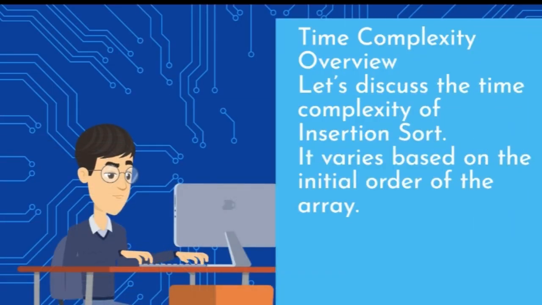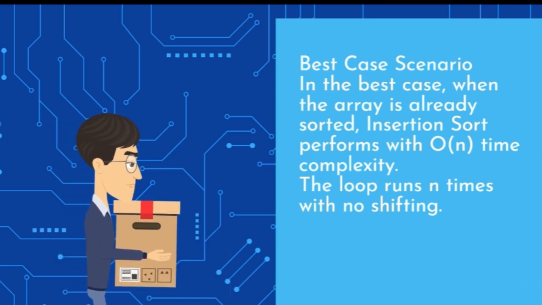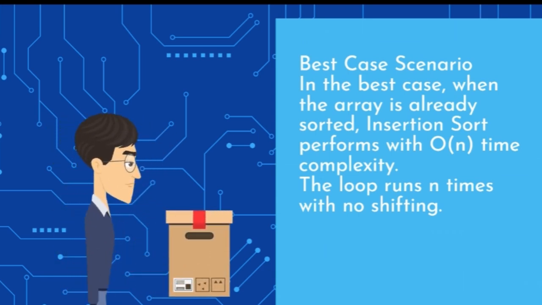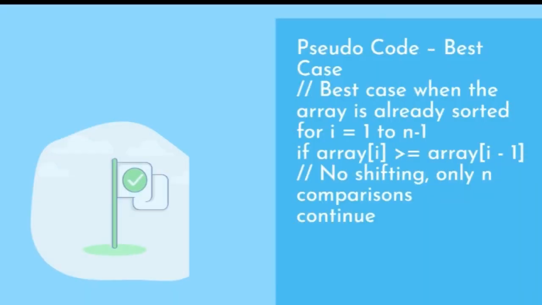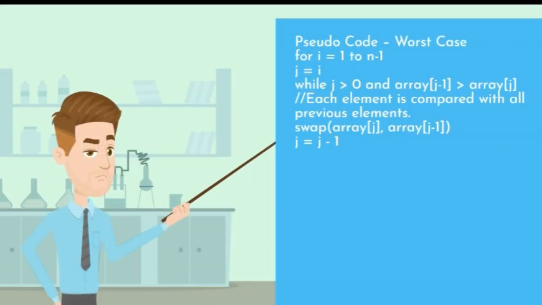Time complexity overview. Let's discuss the time complexity of insertion sort. It varies based on the scenario. In the best case, when the array is already sorted, insertion sort has O(n) time complexity. There is no shifting, only n comparisons. In the worst case, when the array is in reverse order, every element requires shifting, leading to quadratic time complexity of big O of n squared. Pseudocode for the worst case.